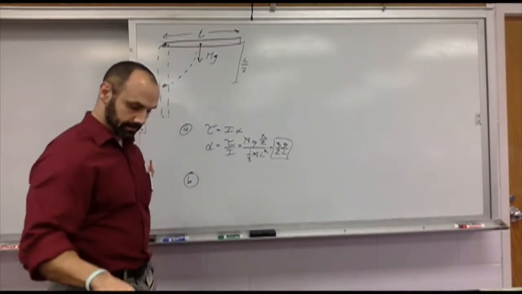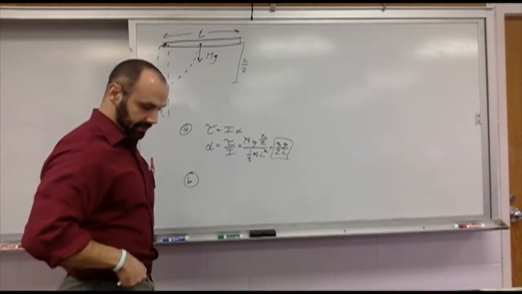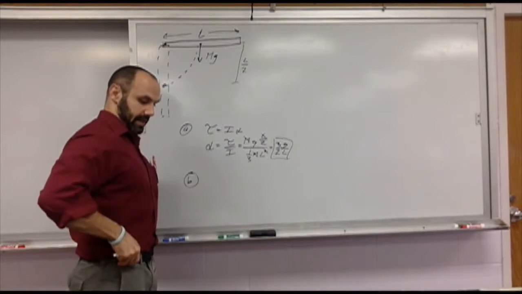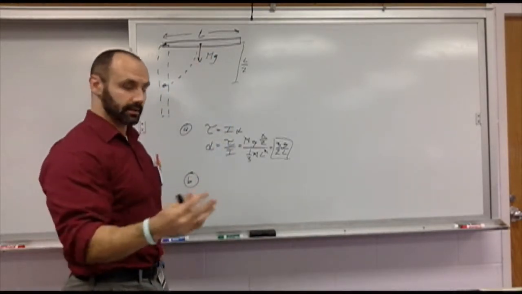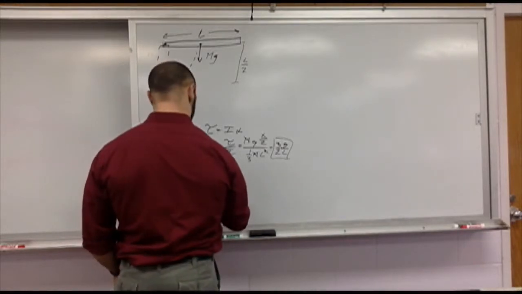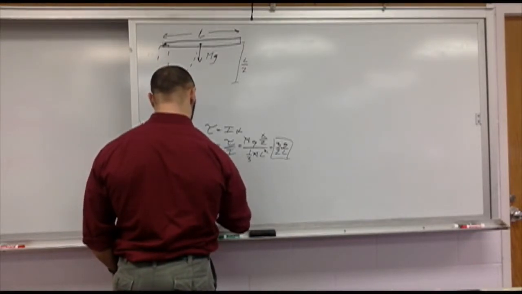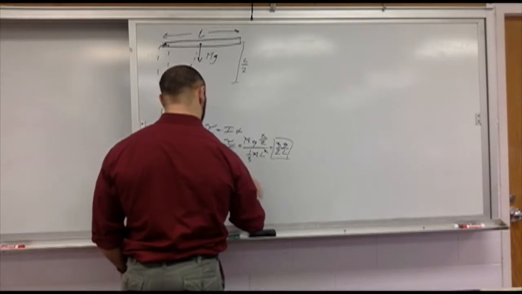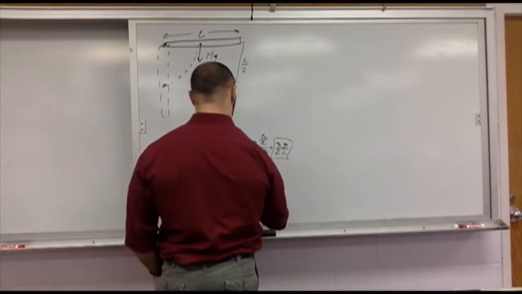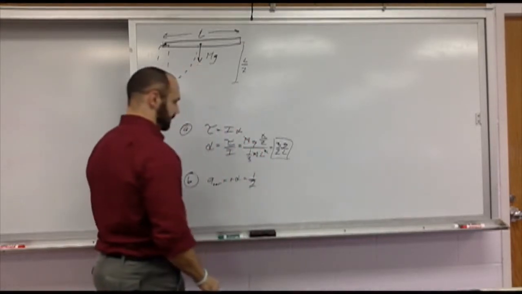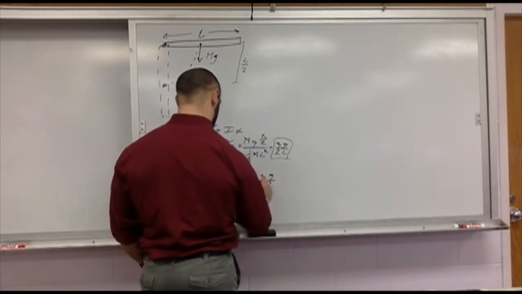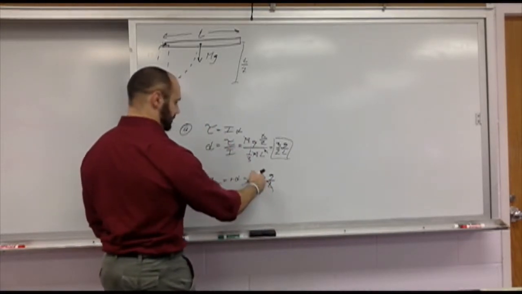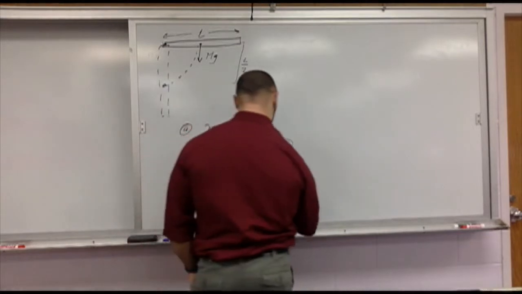Okay, and then part B. Now I want to know what is the tangential acceleration of the center of mass. And they're talking about at that initial moment. So that's going to be easy. It's just a tan equals r alpha. So it's L over 2 times 3 over 2 g over L. The L's cancel out. So I get 3 over 4 g.